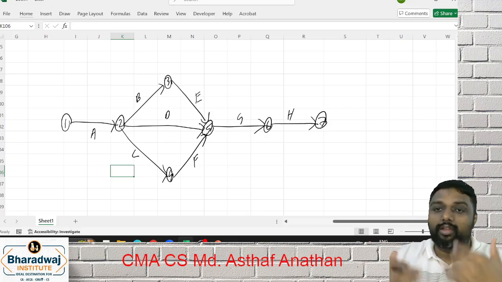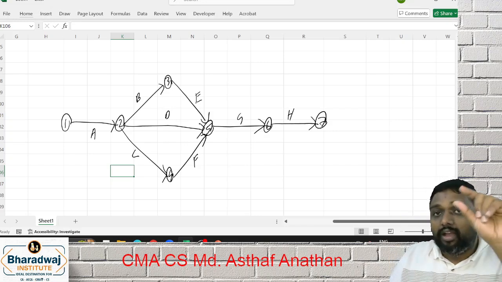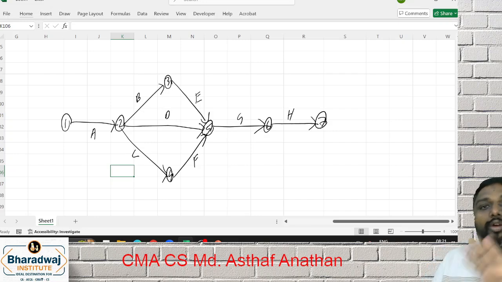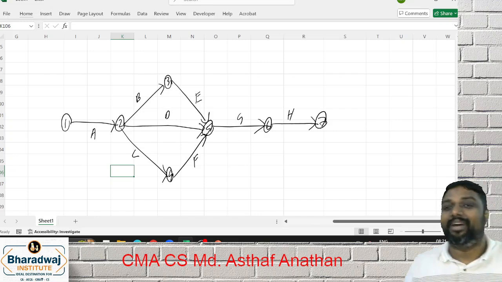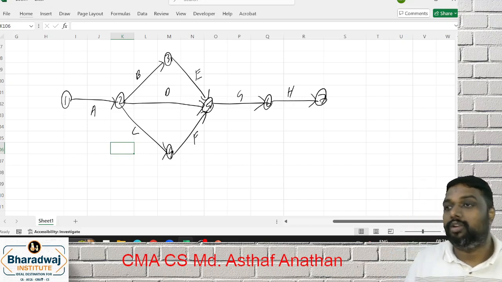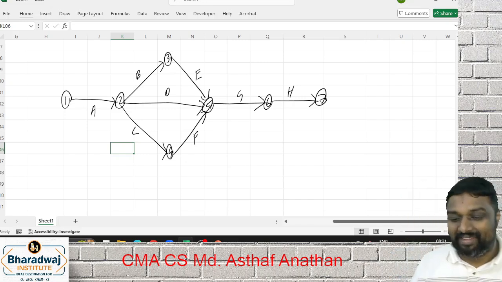You can draw on any good page like this because once you adjust the look, then it will be nice. But that look is no issue. If you draw the network, that is the mark. Don't worry about the looks and all. Now you have to find out your critical path and project duration.